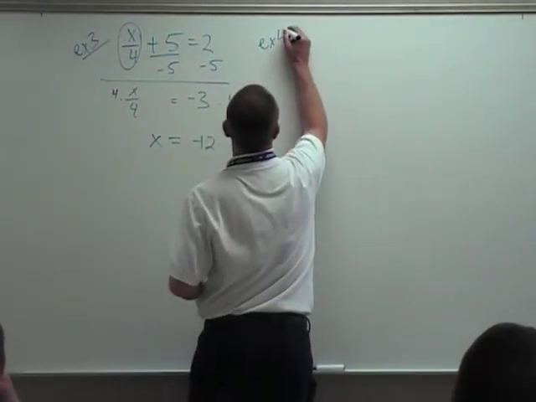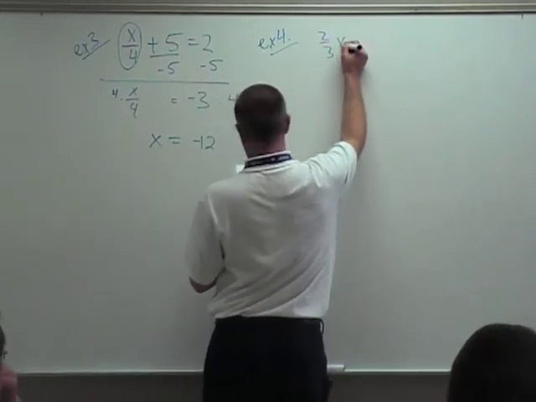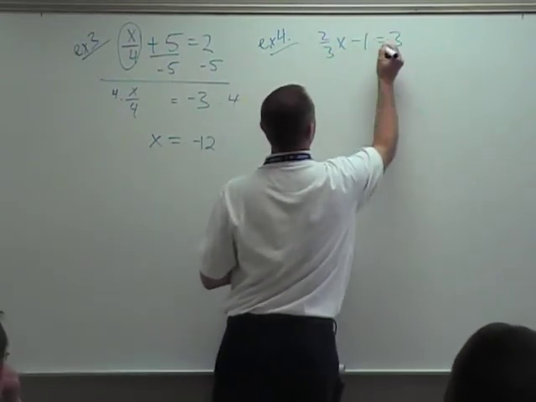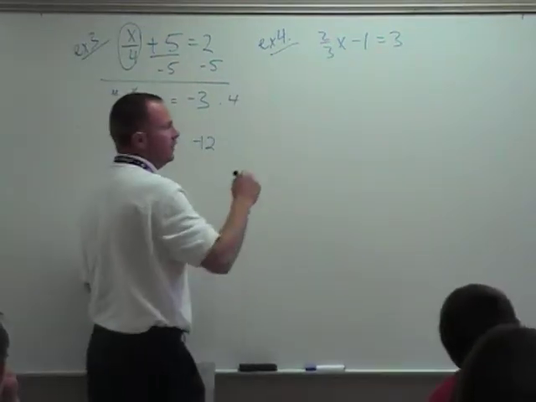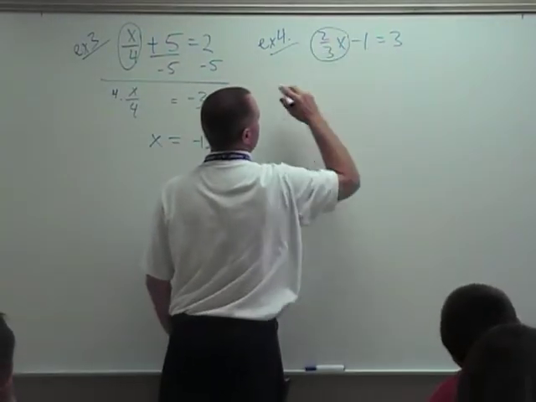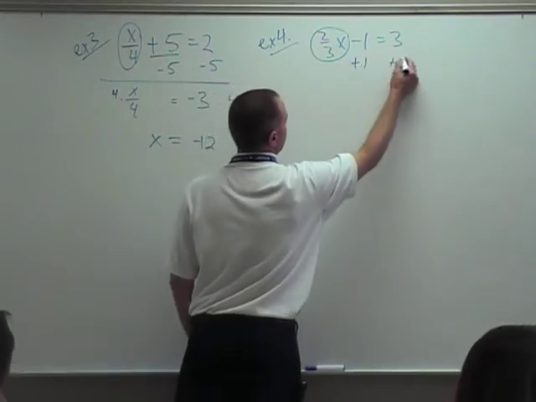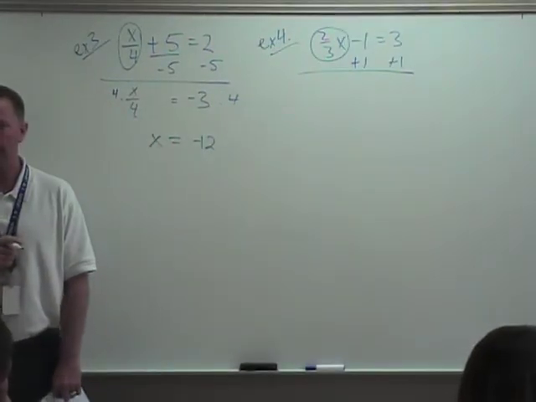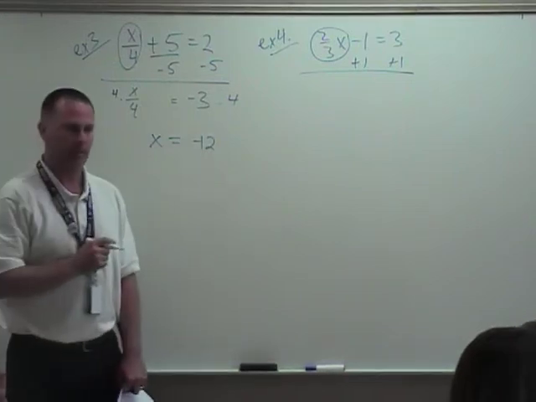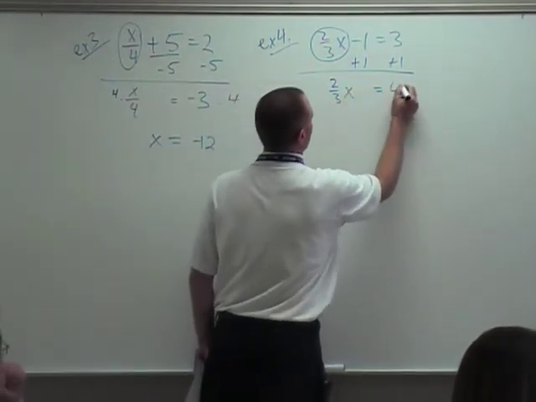Example 4. How about this one? 2/3 x minus 1 equals 3. Again, identifying the term that has the variable in it. Get rid of your other term. Rule number 1, add it once on each side of the equal sign. Okay, so 2/3 x equals 4.